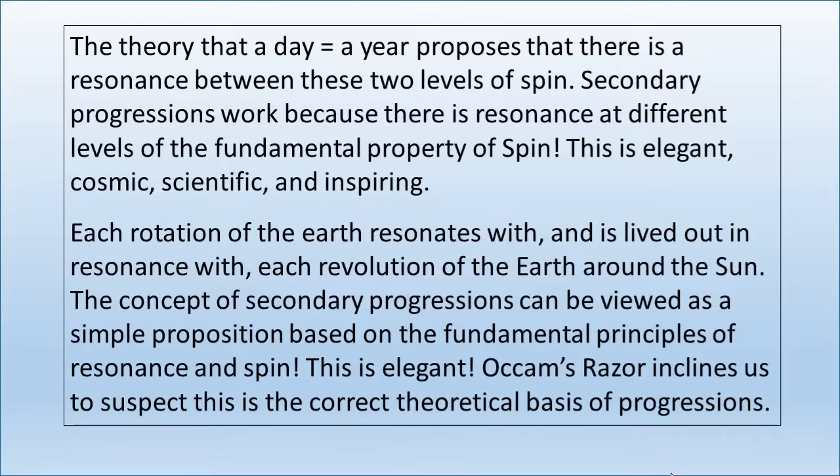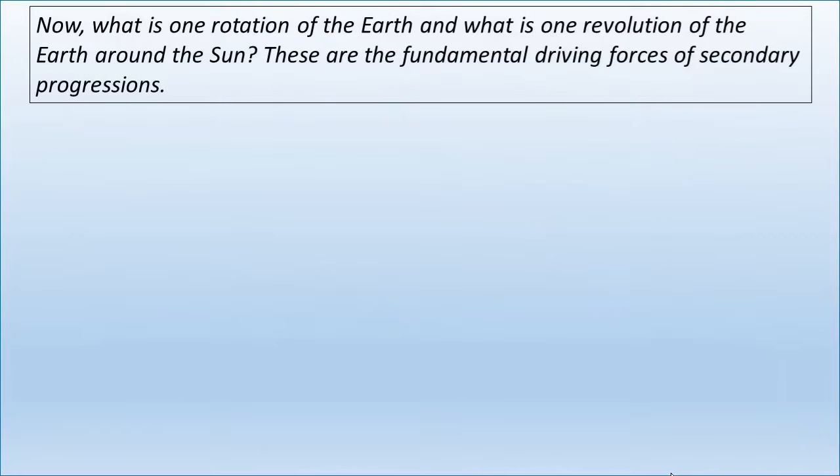So it's simply as clear as it's always been stated. A day equals a year. And therefore, the basis of secondary progressions, based on this vision of what astrology is and what the nature of reality is that we live in, is simply day means one rotation of the Earth. So really what we're saying is one rotation of the Earth, one spin of the Earth resonates with, is lived out, is equated with one revolution of the Earth. So now we know what day means. Day means one rotation of the Earth, and year means one revolution of the Earth.